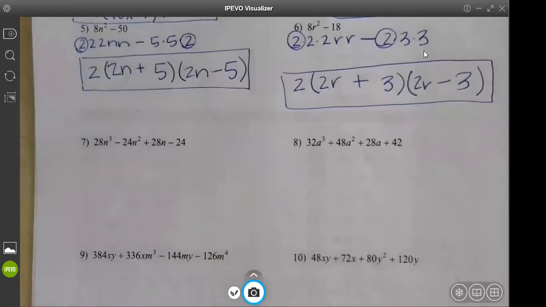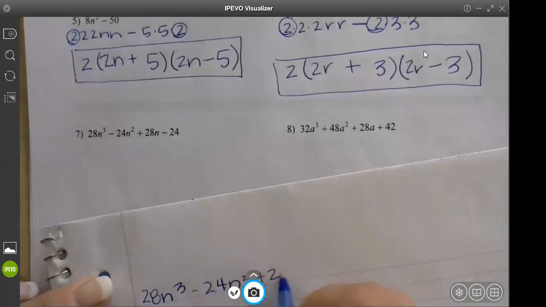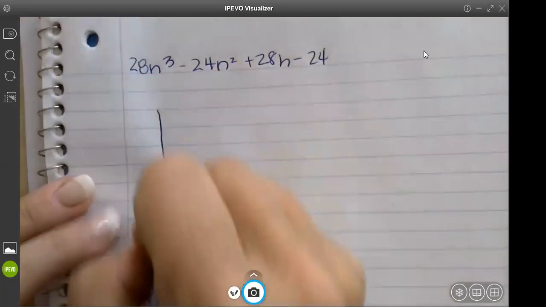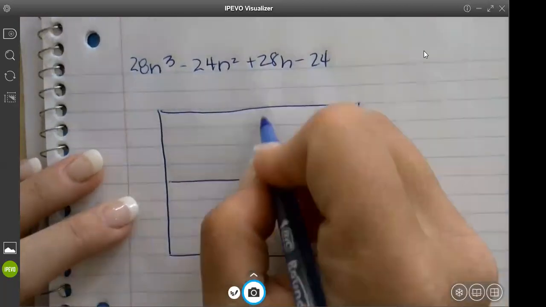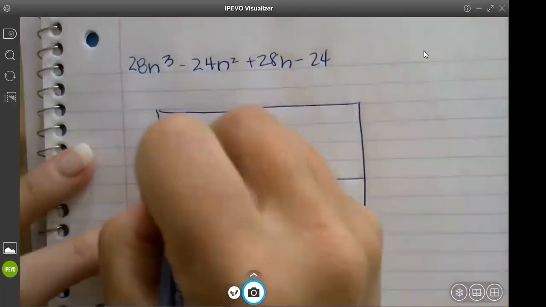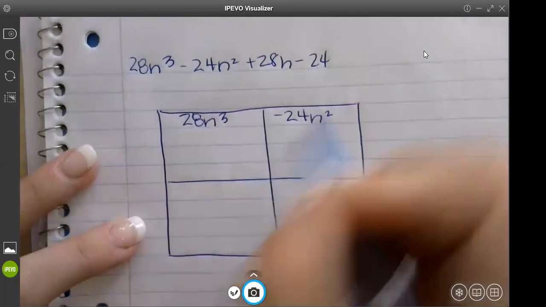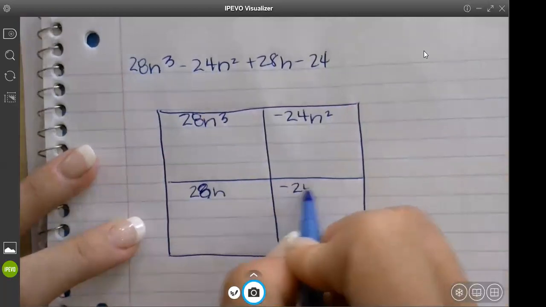So let me find a clean piece of paper in here. I'm just going to write the problem down. 28n cubed minus 24n squared plus 28n minus 24. All right, so we do our big box. And again, I'm going to make mine huge so that you guys can see it. You don't have to do yours this big. Your 28n cubed goes in one box, negative 24n squared, 28n, and negative 24.